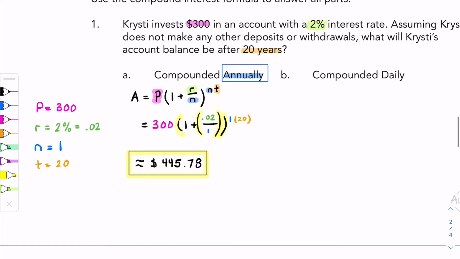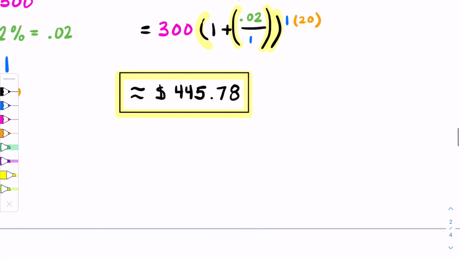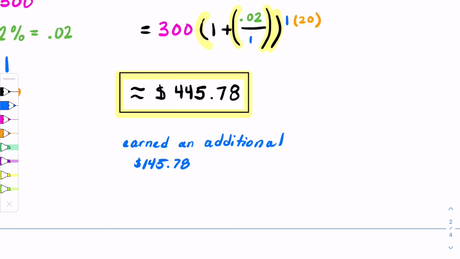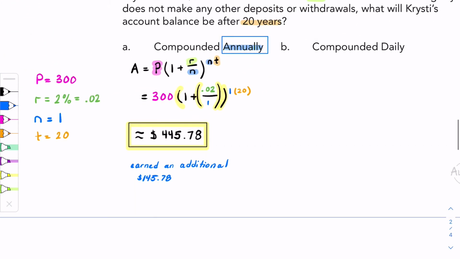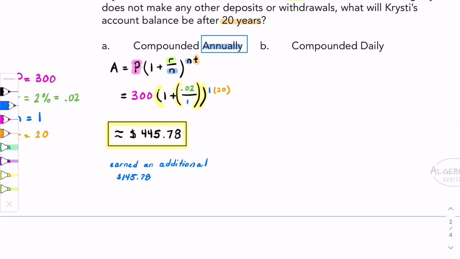Okay, she started with $300. So if I ever asked you the question of how much did she earn, it's an additional $145.78. I know that's not the question there, but there are going to be questions like that.